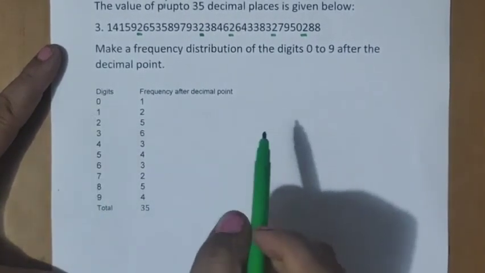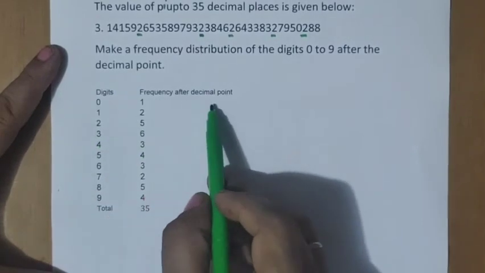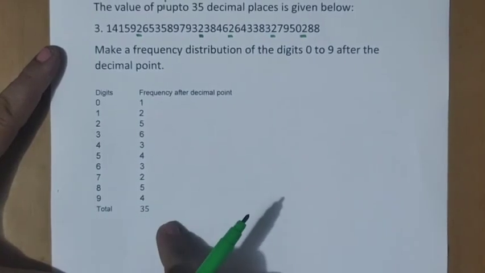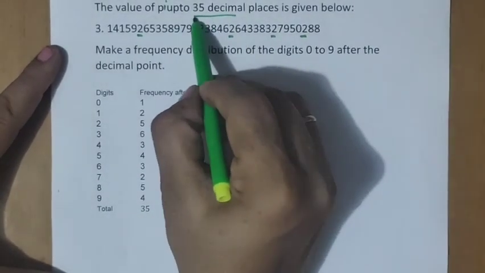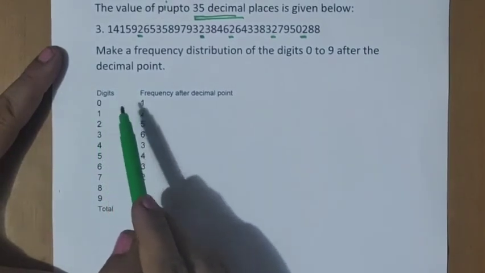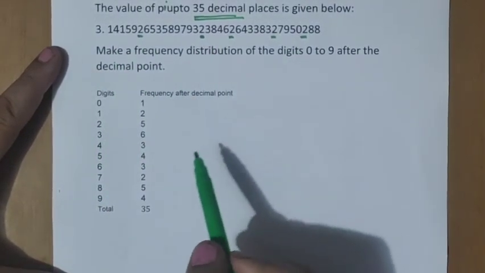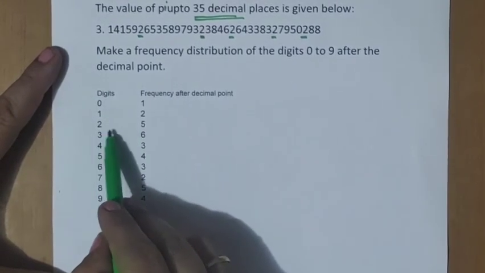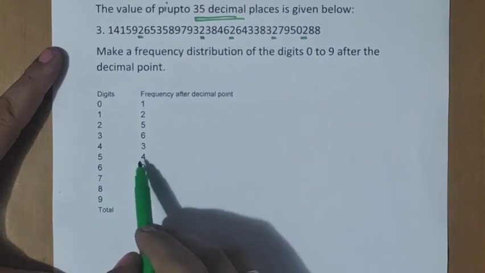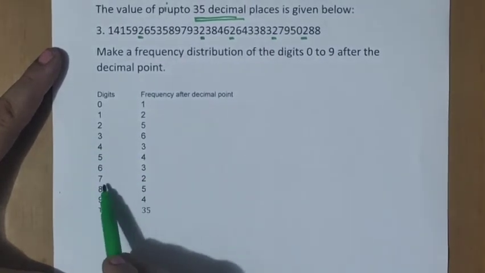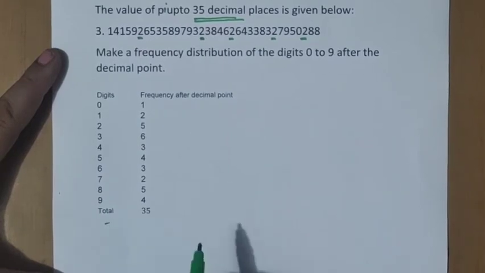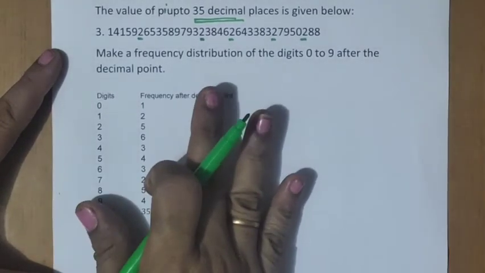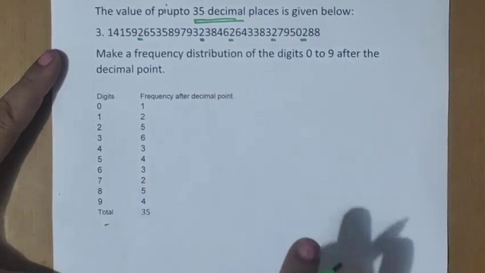Now we have to make a table for this one. What are the columns? We have to give digits and the frequency, and more important, what is the last column that should be written? Total equal to 35. So 35 decimals should be satisfied. Each digit you should check, how many times it's occurring, that is your frequency. 0 is coming only 1 time, 1 is coming 2 times, 2 is coming 5 times, 3 6 times, 4 3 times, 5 4 times, 6 3 times, 7 2 times, 8 5 and 9 4 times, total 35. You can make a complete table after drawing that one, and the presentation should be good, so draw the table correctly.